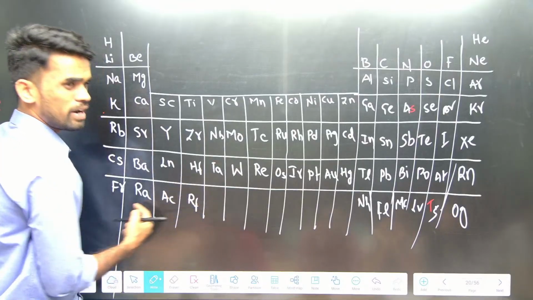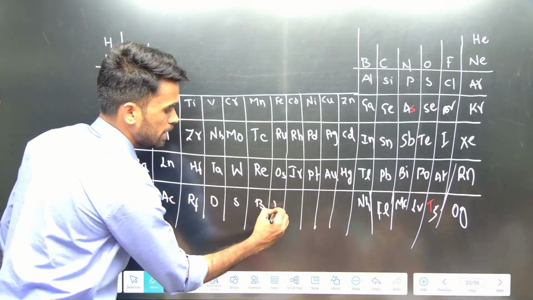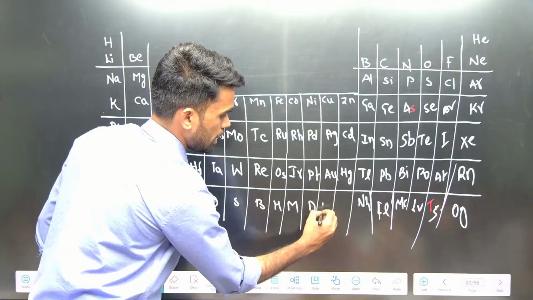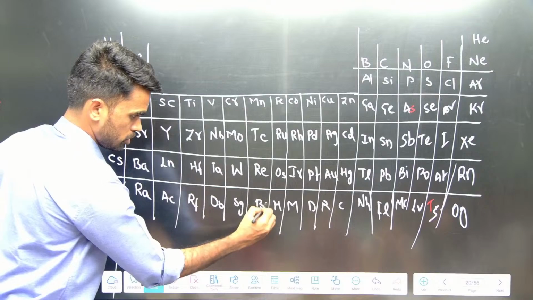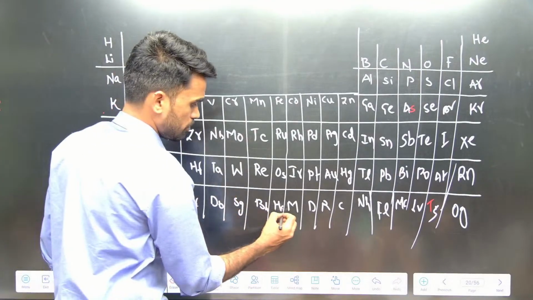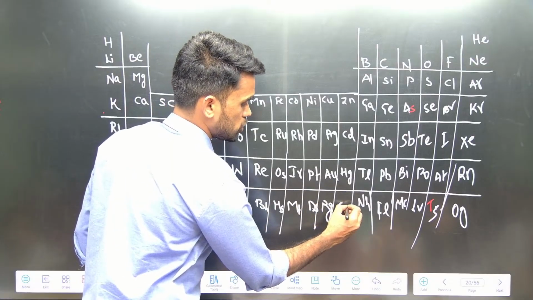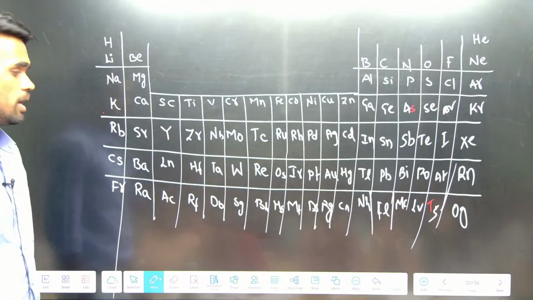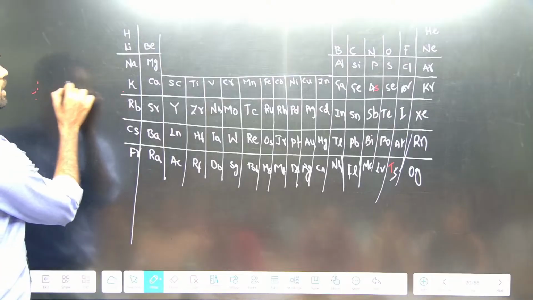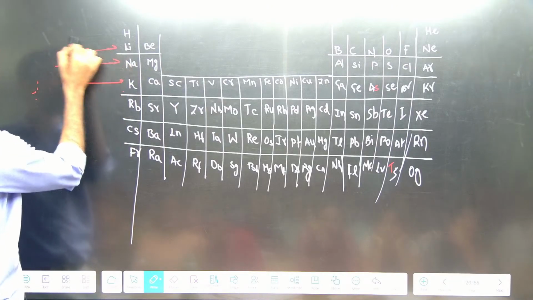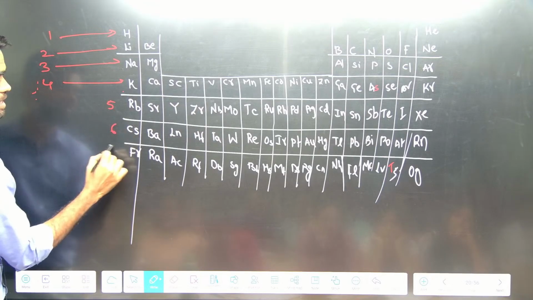This one: rutherfordium. What I told you, this line: RDS, BHM, DRC. Tell me. Dubnium, seaborgium, bohrium, hassium, meitnerium, darmstadtium, roentgenium, copernicium. Okay, so now look at this. Wait, this one, how many periods are you seeing? First, second, third, fourth, fifth, sixth, 7 periods.